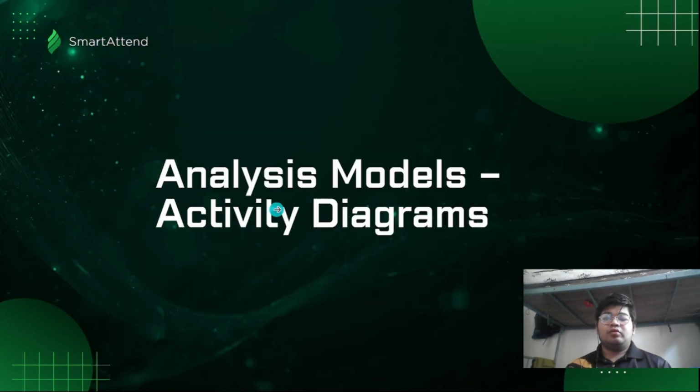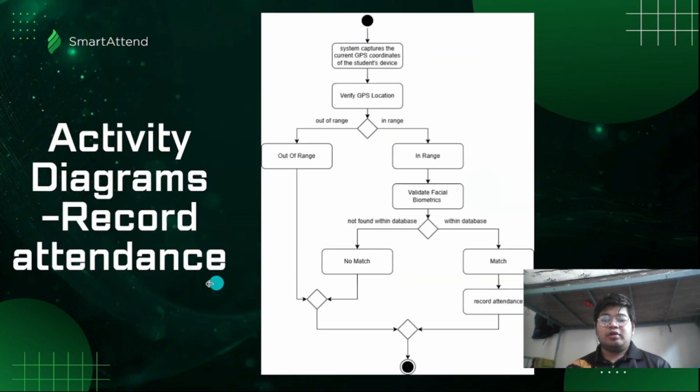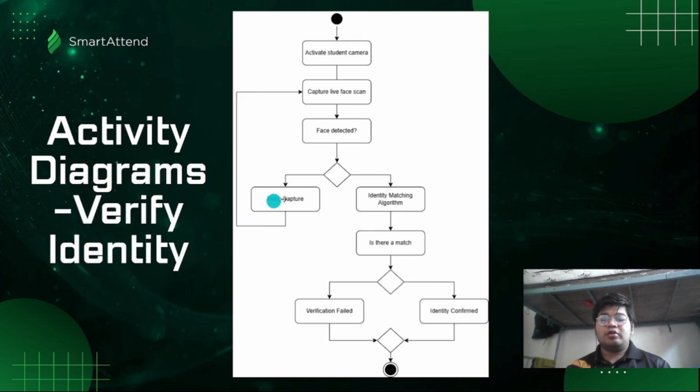Next, I'm going to talk about the activity diagram, which describes the workflow of the system. For example, the student login process. The student enters their correct username and password, and the system validates the information before granting access. In the record attendance process, the student scans a QR code. The system verifies the student's GPS and facial identity before recording the attendance.